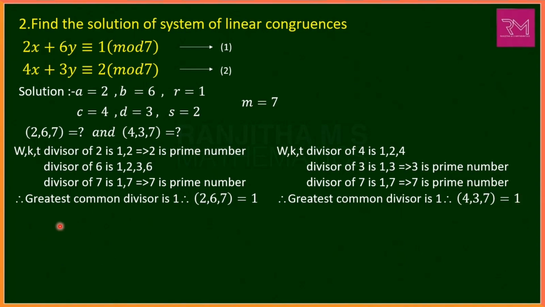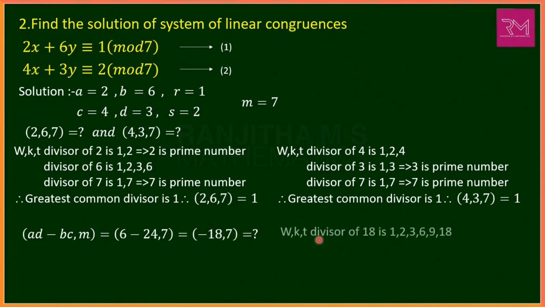In a similar way, next we have to find the GCD of ad minus bc, comma m. Here we have a, b, c, d, so a times d minus b times c is 2 times 3 minus 4 times 6. 2 times 3 is 6, minus 6 times 4 which is 24, comma m is 7. So 6 minus 24 is minus 18, comma 7. We have to find the GCD of minus 18 and 7, which is the same as the GCD of 18 and 7.